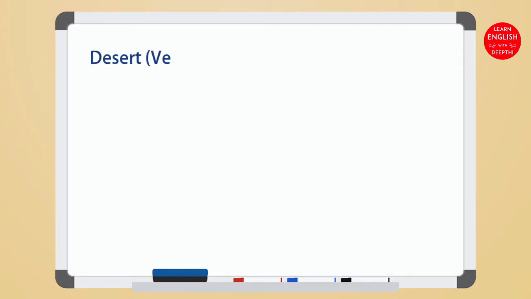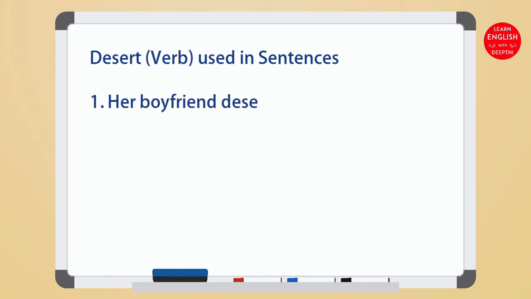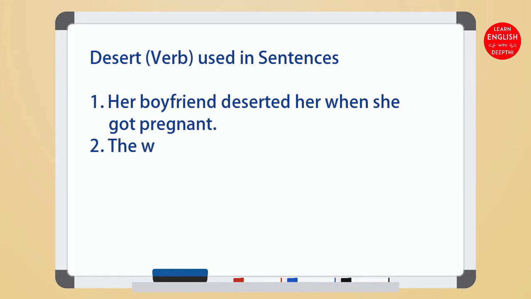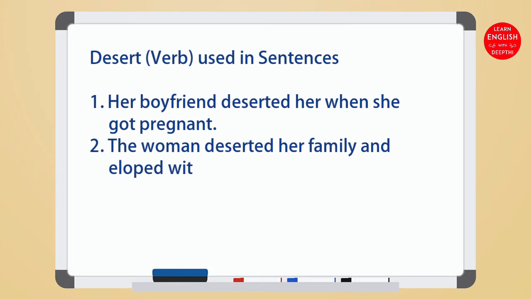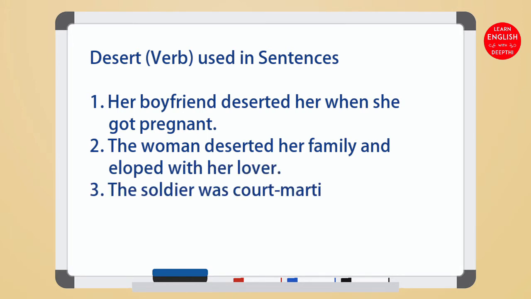Here are some examples of how to use this verb in a sentence. Her boyfriend deserted her when she got pregnant. This means that the boyfriend left her or abandoned her when she got pregnant. The woman deserted her family and eloped with her lover. Meaning, the woman abandoned her husband and her kids and ran away with her lover.